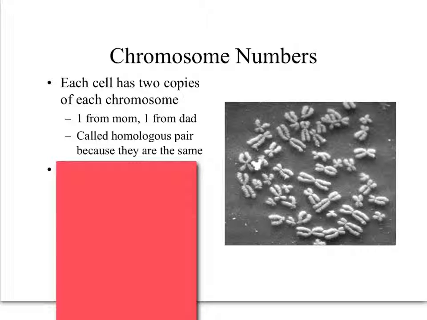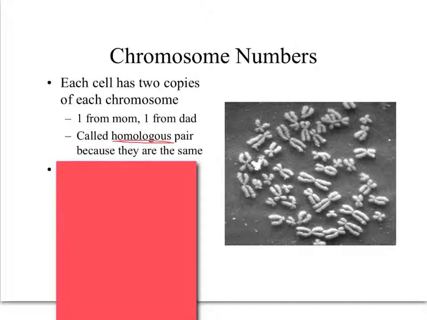This is really important, a homologous pair, because they're the same, right? You get 1 copy from mom, 1 from dad. Remember, homo means the same. Think homeostasis, meaning same state. So 1 from mom, 1 from dad. They're basically identical. They have the same information, but they could have slight variations of that information.